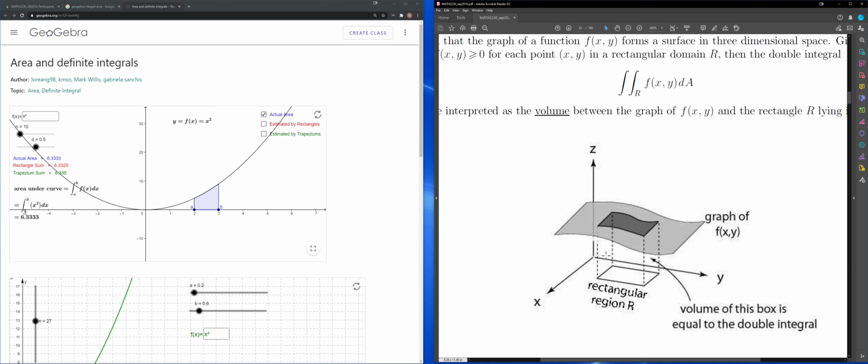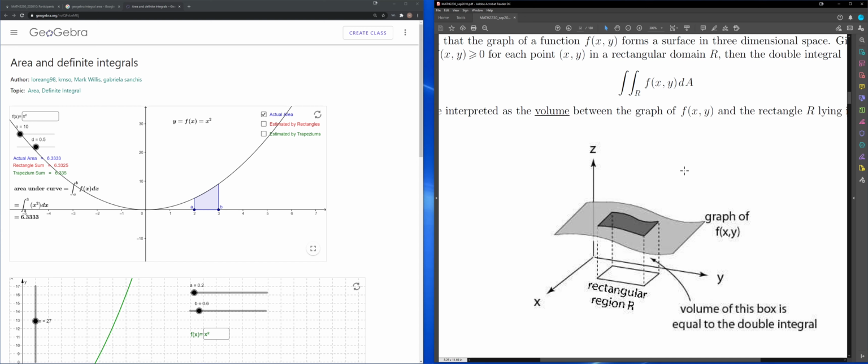But anyway, once you have that, what you want to realize is that this three-dimensional box over here, you can consider the volume of it. It's basically like a rectangular box, except probably the top is distorted according to what the graph is. And the volume of this region is equal to your double integral.